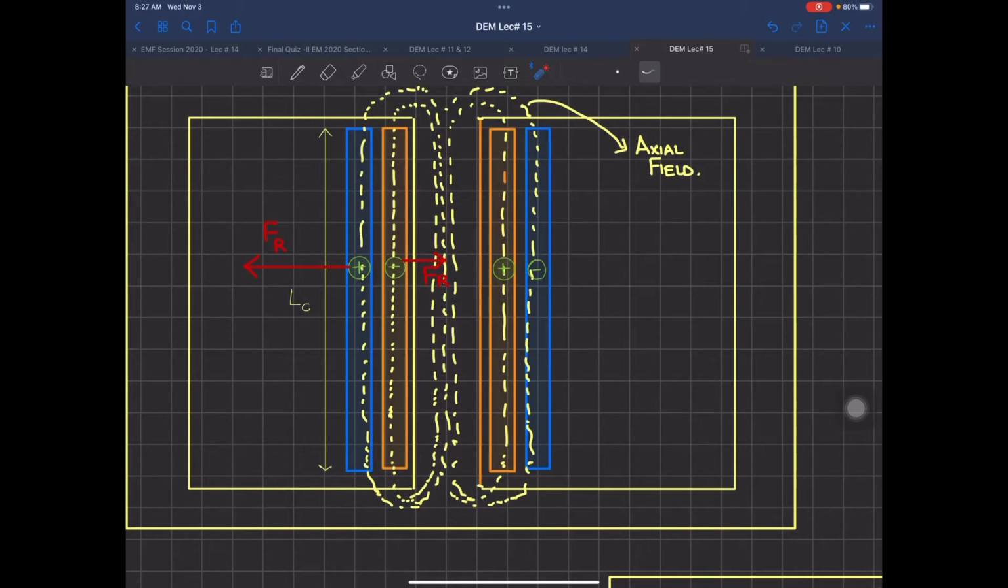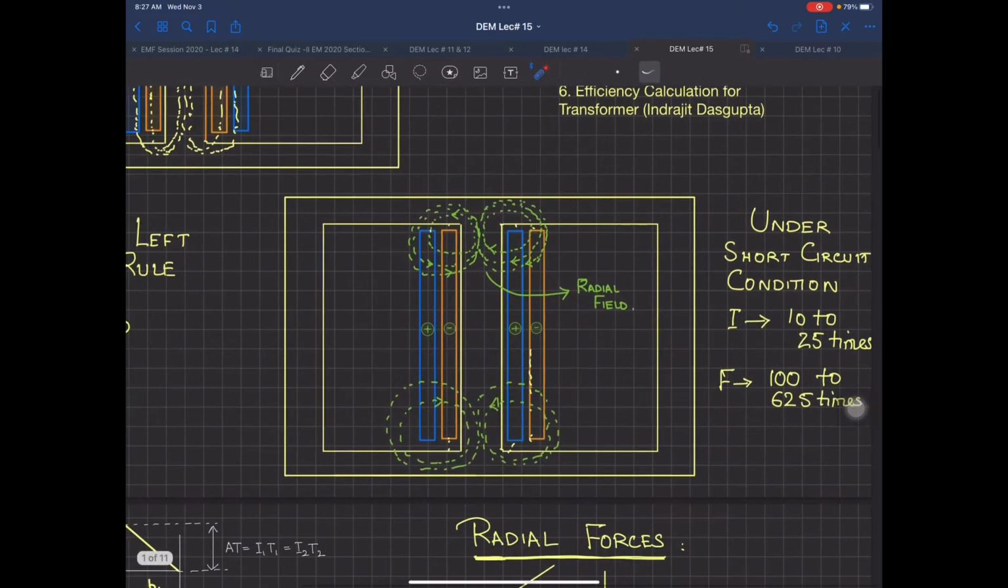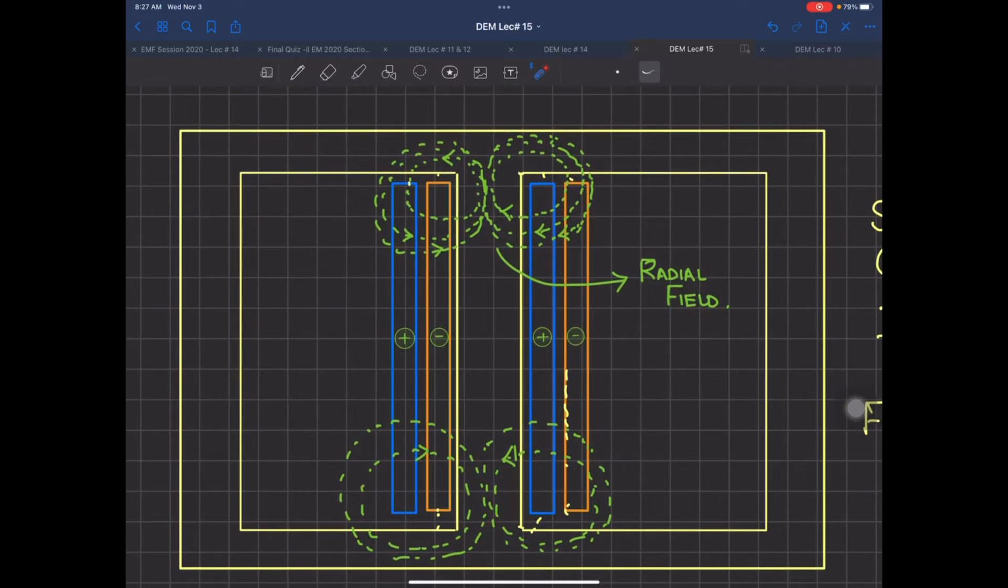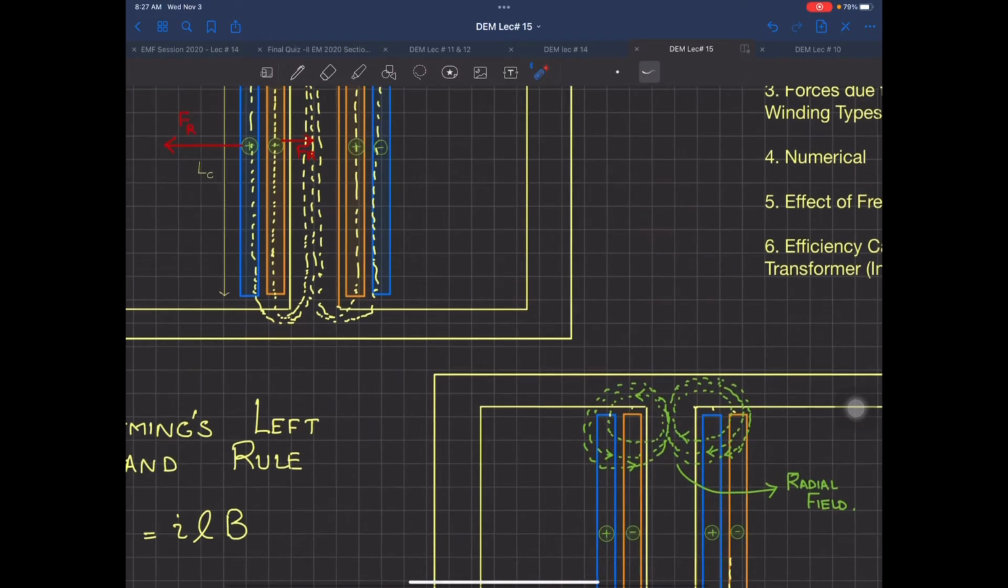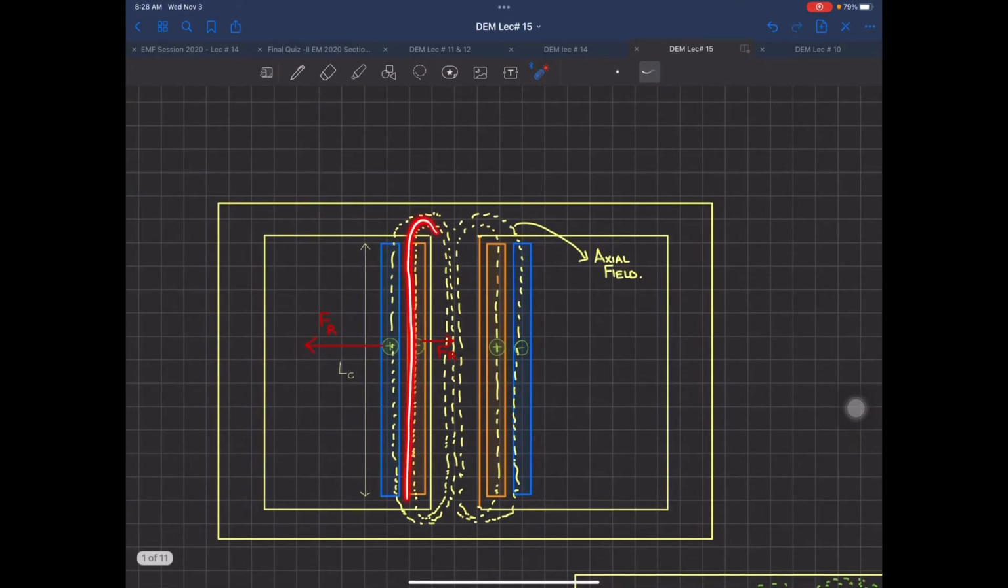Why? Because the winding axis is this one. Now the radial field would be something like this. We know flux should be flowing through over here, but some flux will complete its path from here and here like this because the reluctance is smaller there. So there will be some radial flux. This is a radial field, and this one is an axial field which is working in parallel with the winding axis. This is the winding, that's why it is called an axial field.